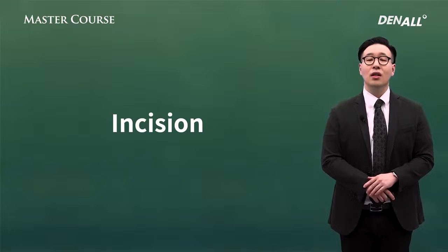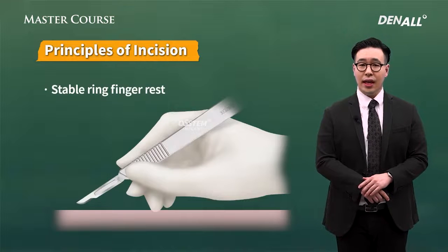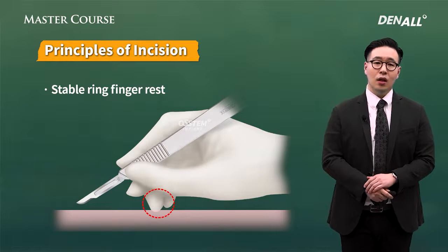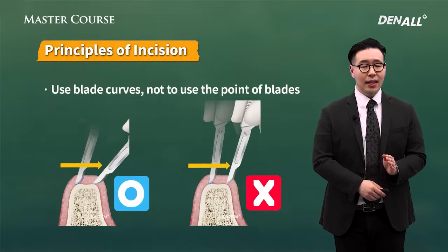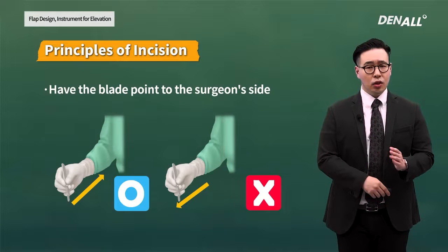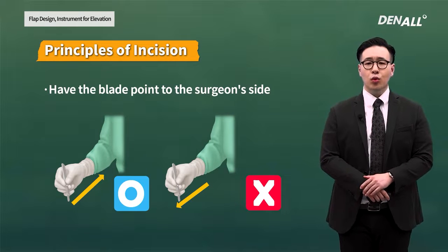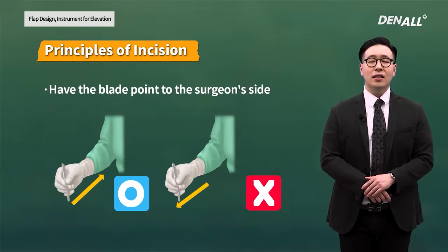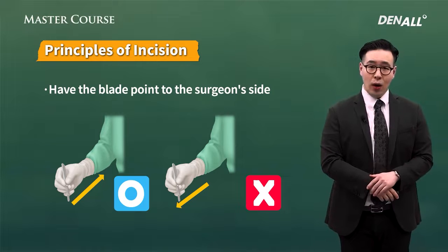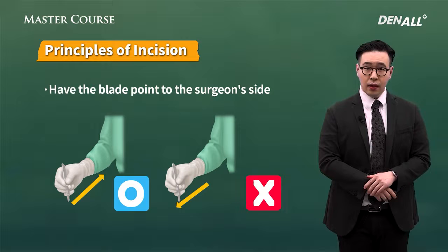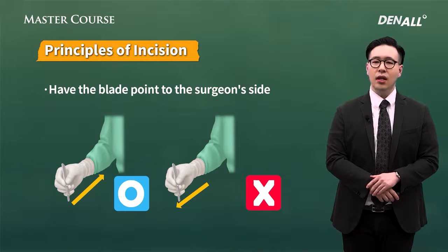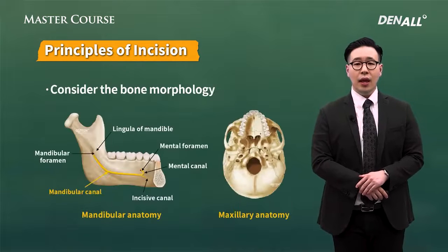What kind of principles are there for accurate incision? First, you need to have a stable ring finger or pinky rest. Use blade curves and not the tip. If it is accessible, incision needs to be made towards the surgeon. If it is the opposite, the blade, once it parts from the bone, you may momentarily lose control of how it progresses and it can lead to accidents.